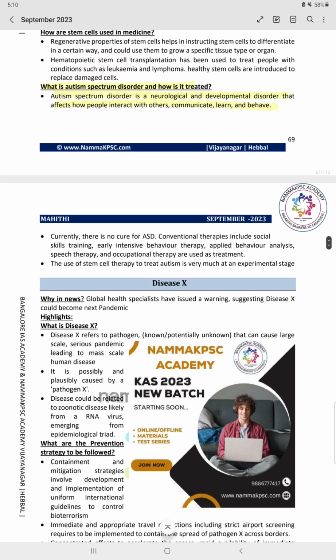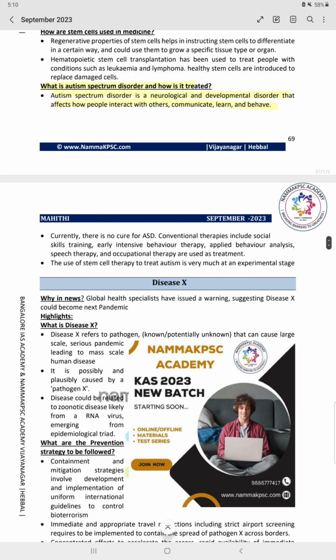So what is autism spectrum disorder? It is a disorder generally related to neurology.